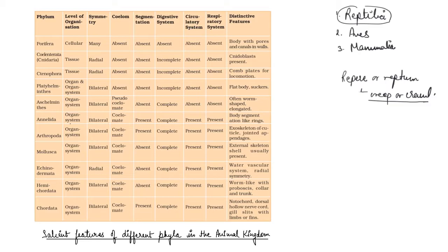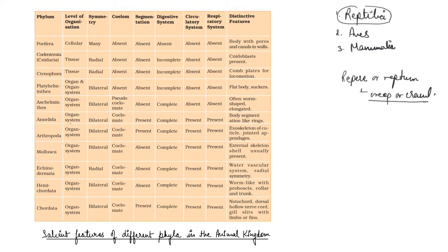Then we move on to platyhelminths. Now, in platyhelminths, you have organ and organ system level of organization. Symmetry is bilateral, coelom is not there, segmentation is not there. Again, it is same as Ctenophora, digestive system is incomplete, and they lack circulatory and respiratory system. Now, distinctive feature is they have a flat body and suckers.